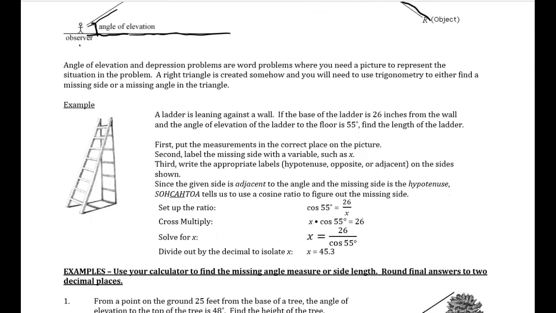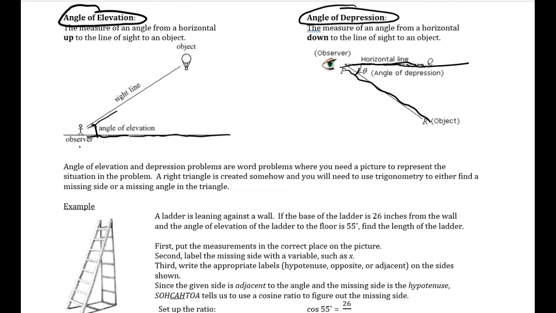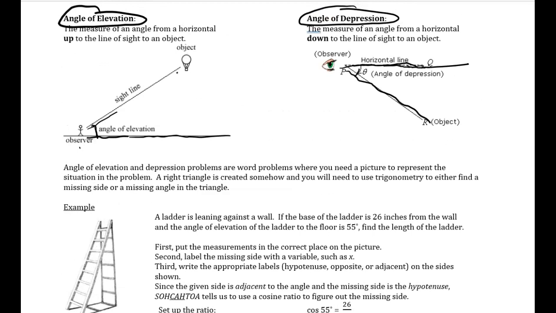So angle of elevation and depression problems are word problems where you need a picture to represent the situation in the problem. If you notice here, if I drop down what we would call an altitude, we create a right triangle. Here, if we go up, we can create a right triangle. So what we are allowed to then use are things like the Pythagorean theorem and then sines, cosines, tangents.